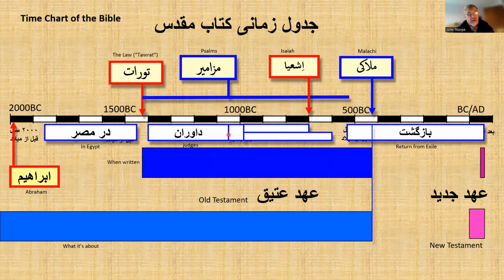So when you read the books of history, Tavarik, Badashain, then they tell you how it all fits together, so you can see how the books fit into this history.